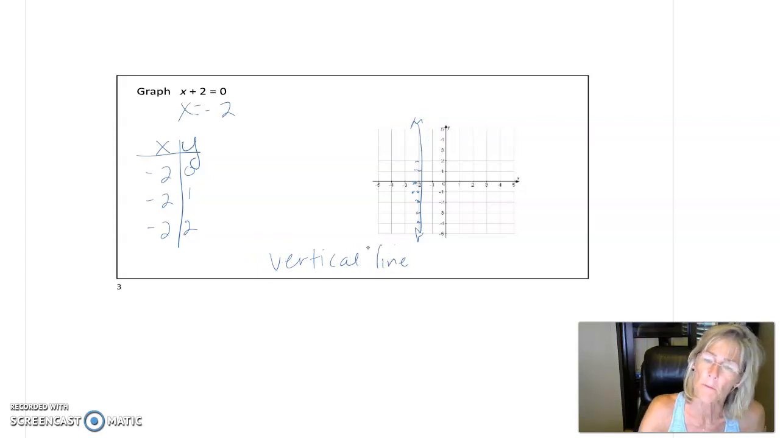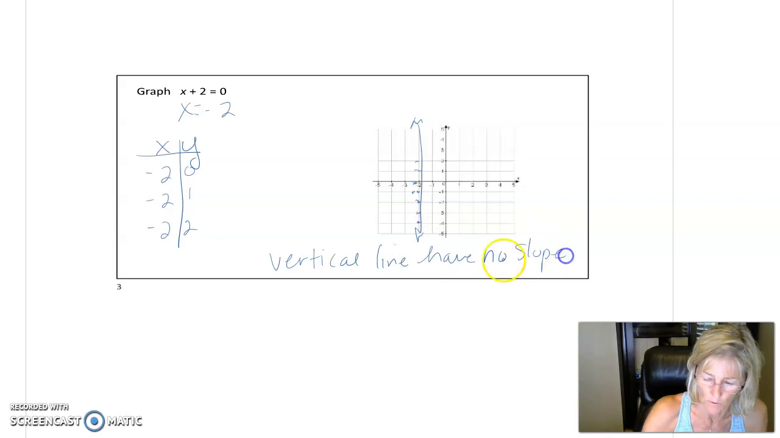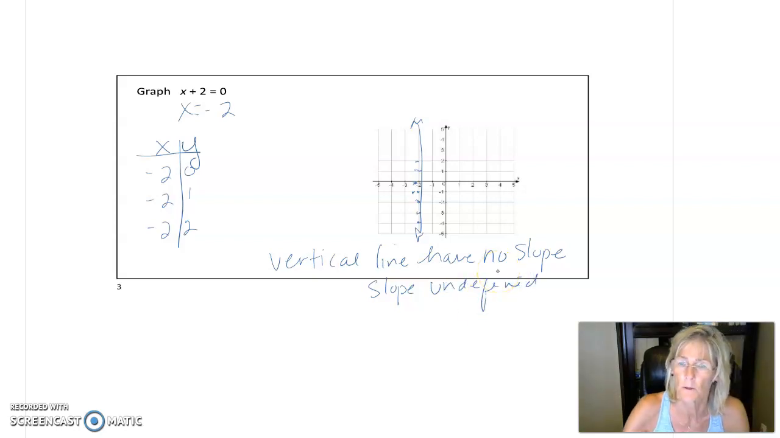It's easy to remember this so you don't get confused. If you just do your t-chart and plug in values, plug in x is negative 2 in all cases, and then plug in numbers for y. So vertical lines have no slope, or the slope is undefined. That's the confusing part about those, and I'm not sure if you got that out of 3.3, but I wanted to review that.